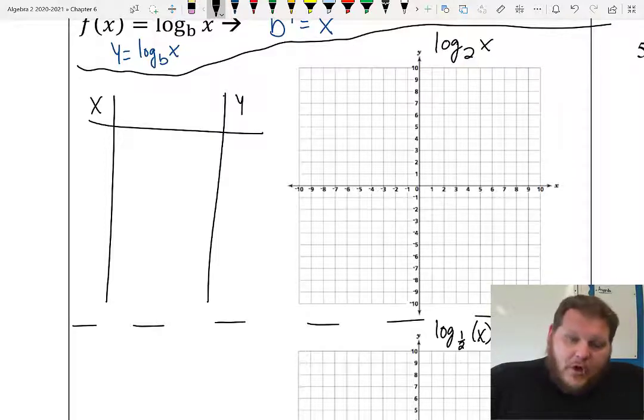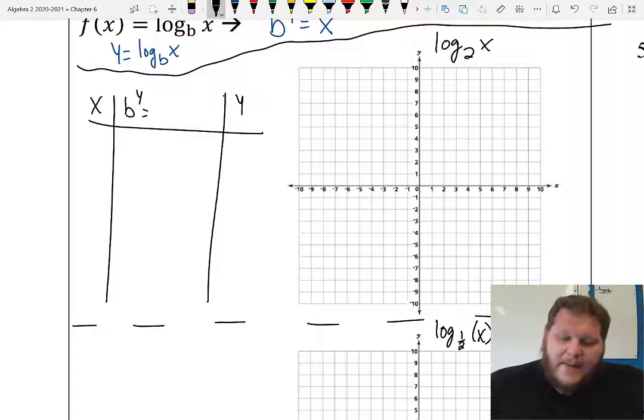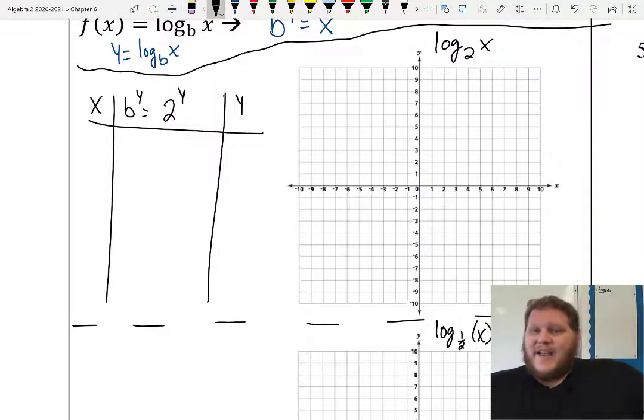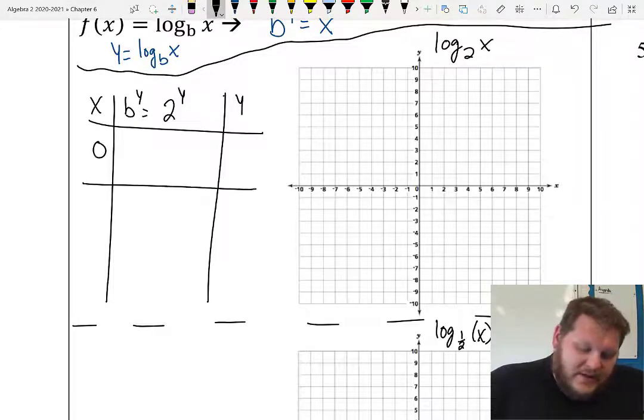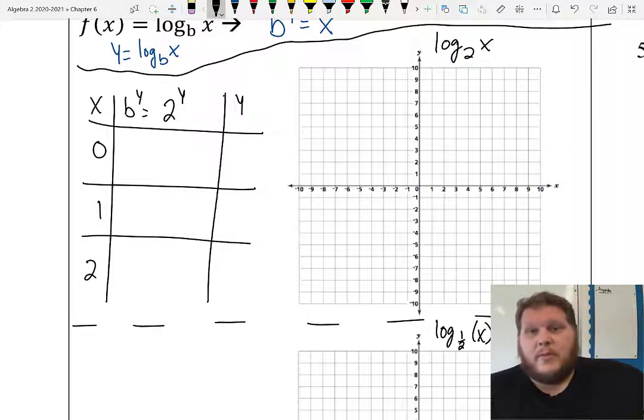This in the middle, my work part, is b to the y power, which in the case of this top graph means 2 to the y power. So if I'm picking out x values, it'll work out nicely in that expression. Basically, what exponents on 2 would make nice numbers? Well, 0 would be nice, 1 would be nice, and 2 would be nice. All three of those would be nice whole numbers.